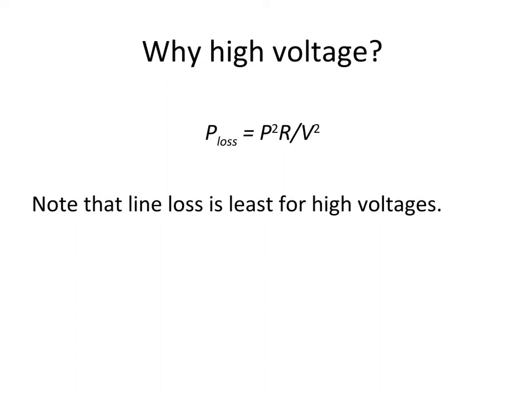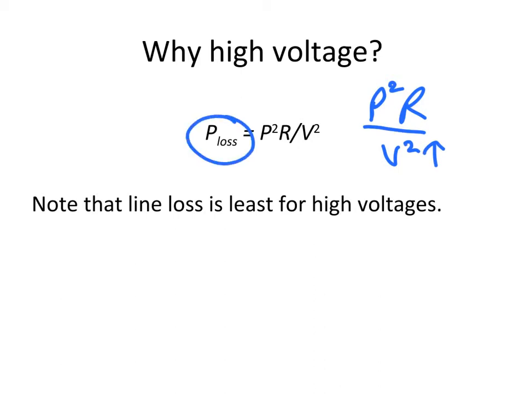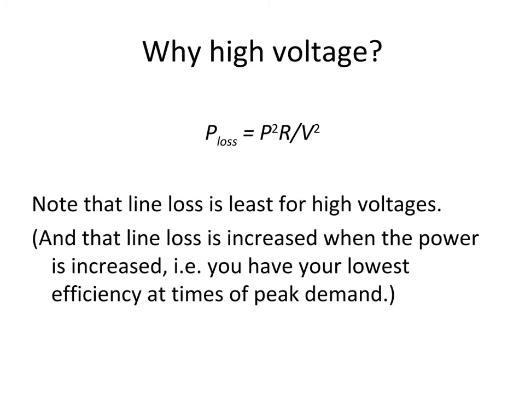So the line loss is lowest for high voltages. If we make sure that voltage is high, we're dividing by the square of the voltage. So we have P squared times R over V squared. So if the denominator is really big, that means that the line loss is going to be very low. So we have much less wasted energy if we transmit the electricity with high voltages.